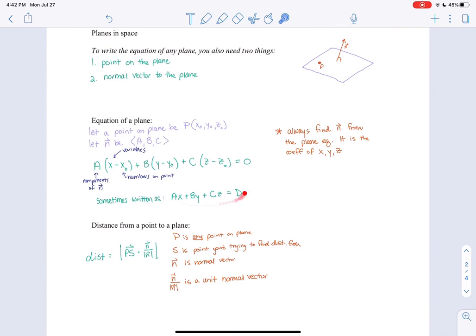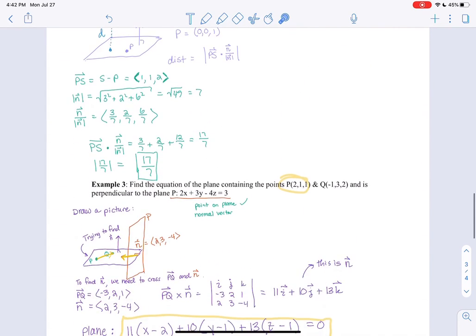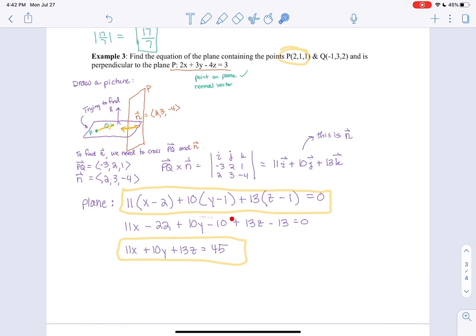Now when I write planes, I always will default to writing it in this form and not worrying about distributing out and collecting, because that's just more steps for potential error. So just leaving it in this form, set equal to 0, will always give you a correct answer, and it leaves less opportunities for mistakes to be made.